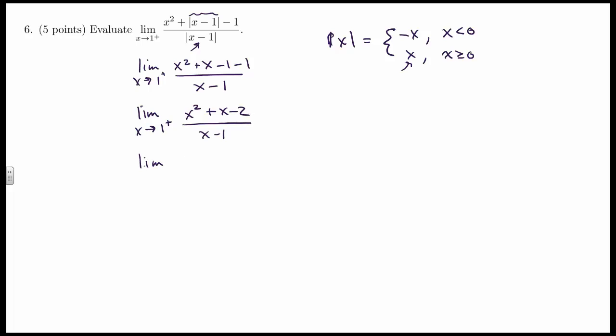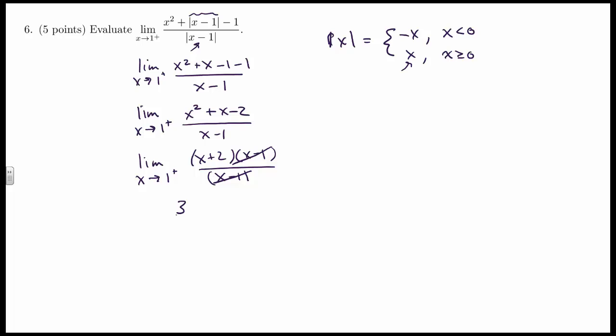Now if we get really lucky, we'll get a cancellation. Does this factor into x plus 2, x minus 1 perhaps? Yes, it does. And of course, lucky for us, these cancel, so now we can apply the limit, and we get 1 plus 2, which is 3.